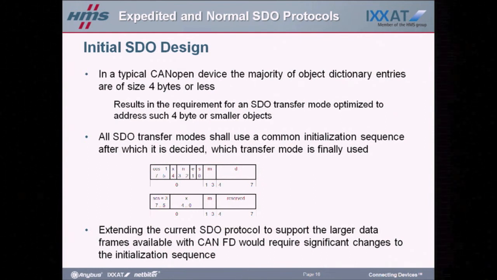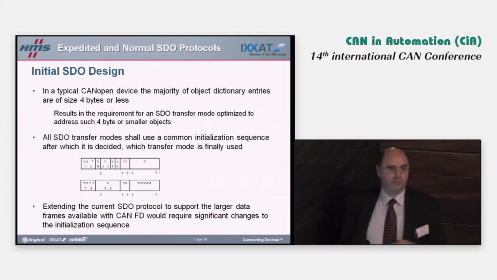You may not be really able to see that from the back, but that's just a depiction of what is currently done for the expedited transfer. You have a data field here and a reserved field here and a couple of bits and command bits, and here your command specifier in the front. So extending this would essentially require significant changes to the usage of those bits. I think we all thought that is not really a good idea. So the classically available expedited transfer will remain unchanged. There's nothing that's going to change there.